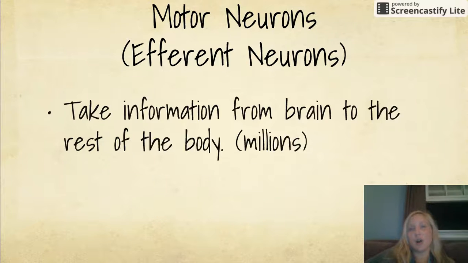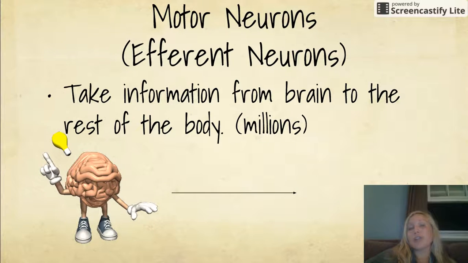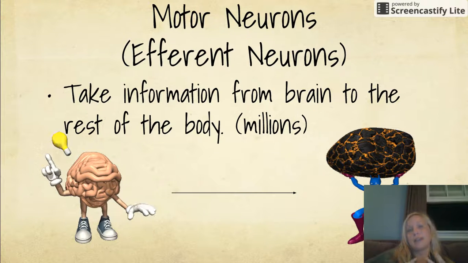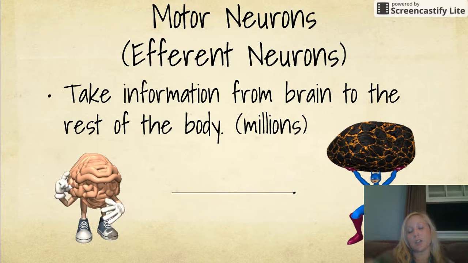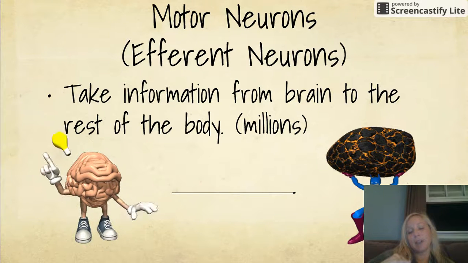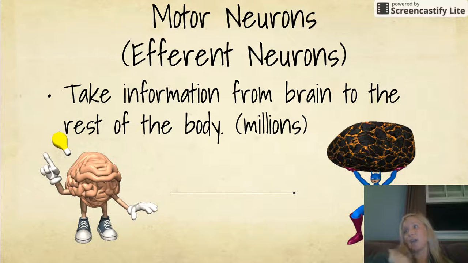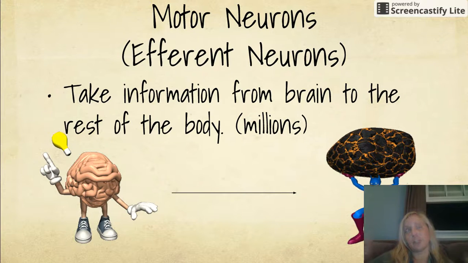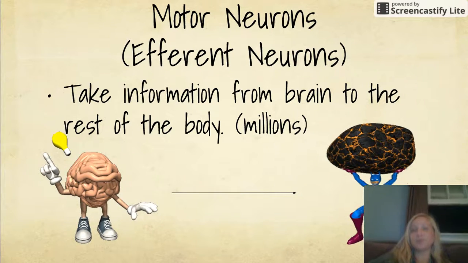Your motor neurons are also called efferent neurons. So remember, sensory neurons are called afferent neurons, and motor neurons are called efferent neurons. The way I remember this is that efferent starts with an E and so does exit, so motor neurons take the information out. If I touched a hot stove, my sensory neurons would tell me, you're touching a hot stove, and then my motor neurons would communicate, hey, pick your hand up off that hot stove. We also have millions of these efferent neurons. So afferent in, efferent out, afferent in, efferent out.